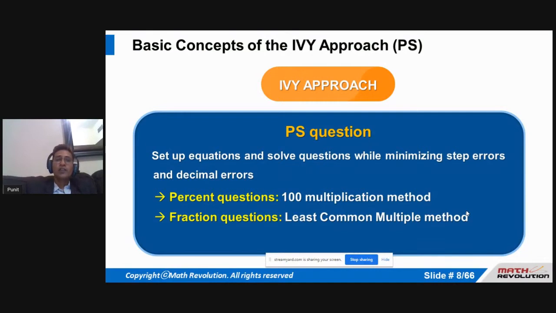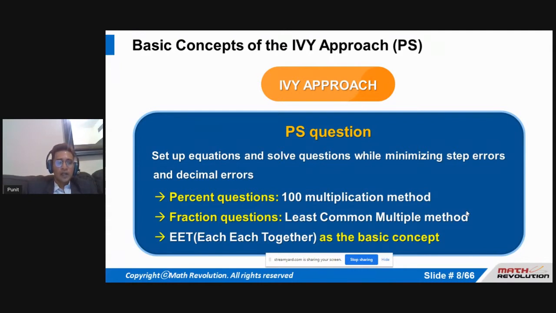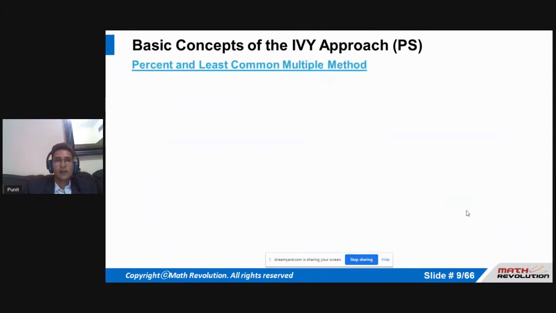If you have a percent question, then we have the 100 multiplication method. That's one of the axioms that we are about to discuss in the forthcoming slides. If you have a fraction question, then we talk about the LCM method, that is the least common multiple method. How do we apply it is something we're going to see in a short while from now. And let's go ahead with this. EET is one of the major concepts. Mixture questions are very hard to tackle, and weighted average is hard to tackle at times. So EET is one thing that can help us in that particular way. So let's go ahead with this.